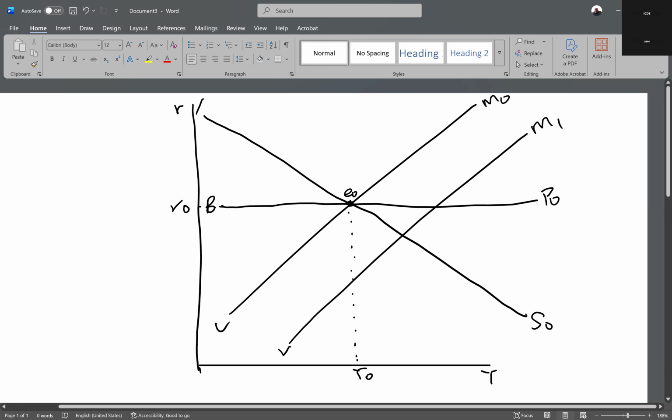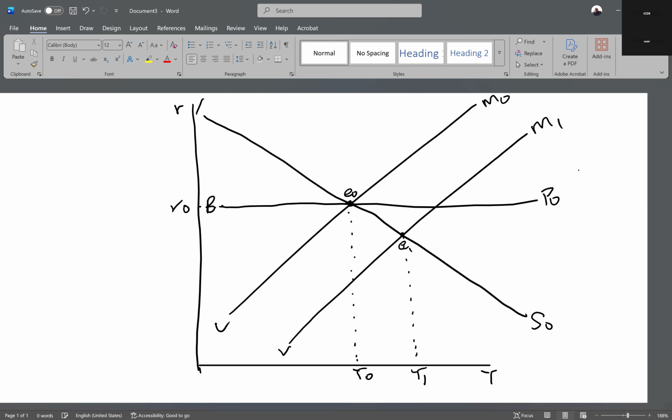So where the IS and the LM meet is here, E1. Do you see that? Yes, Prof. Good. So at E1, we have Y1, and then an increase in money supply means that interest rate will fall to R1. So this is the monetary policy.